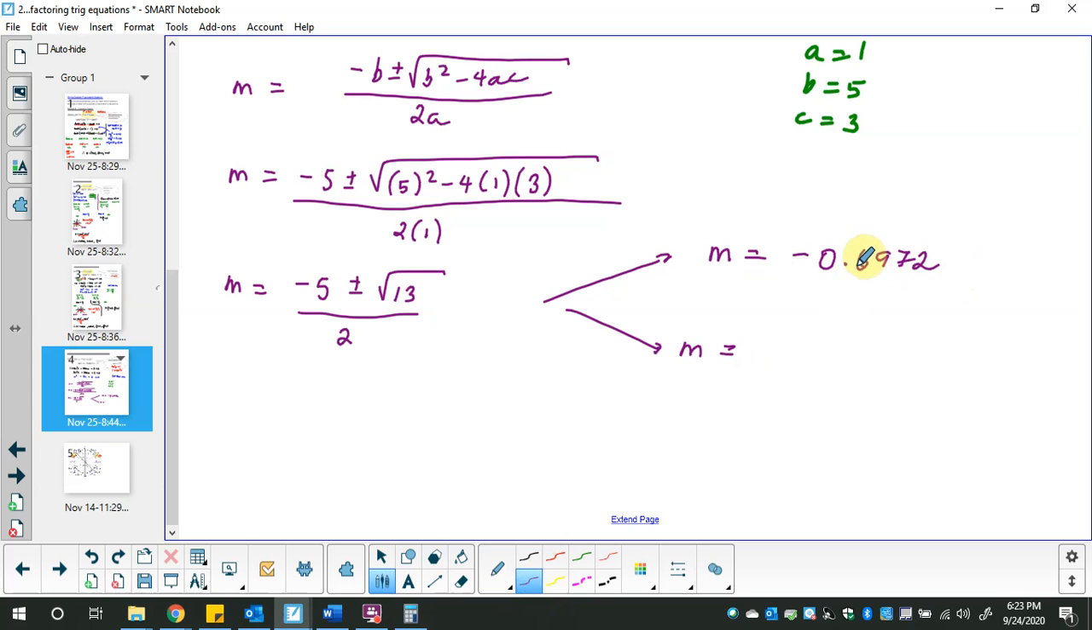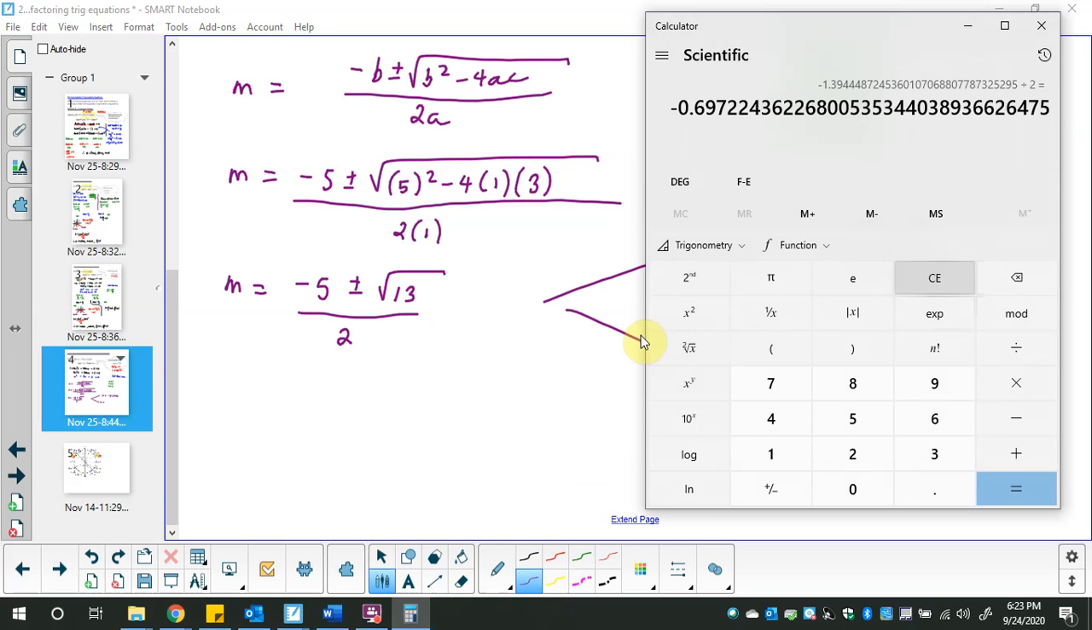You're not supposed to bunch numbers together when you read decimals. The other one. Negative 5 minus the square root of 13 equals, to finish off the top, divided by 2 equals, and this is negative 4.3028.